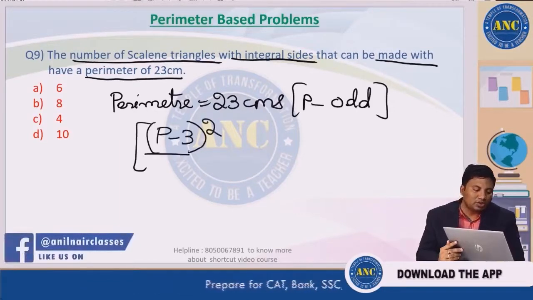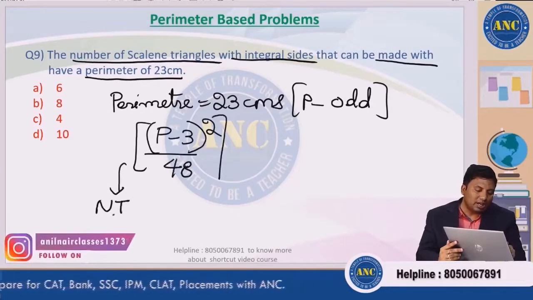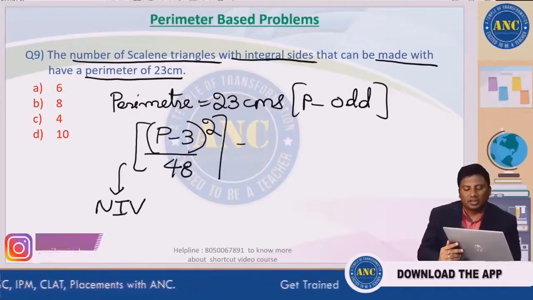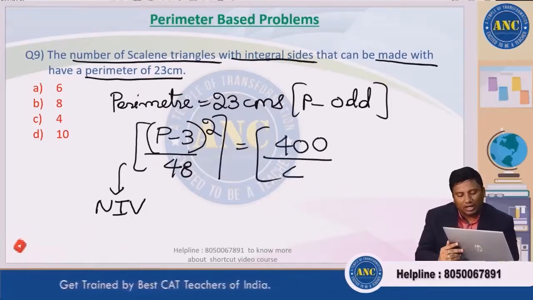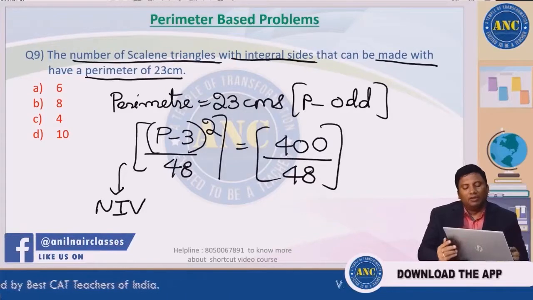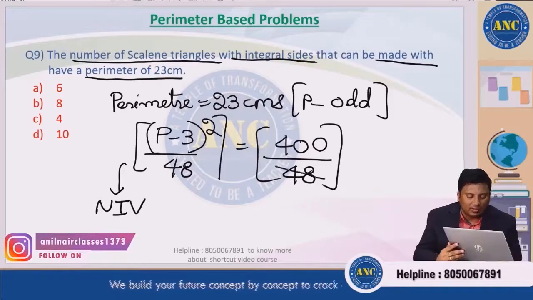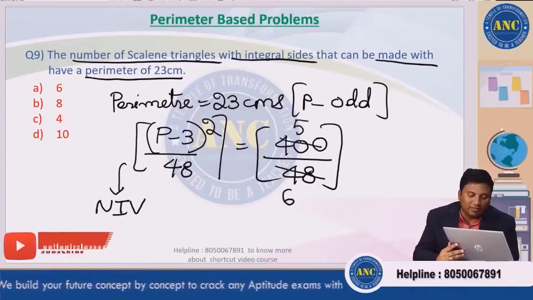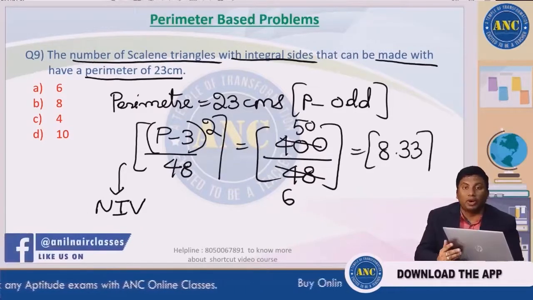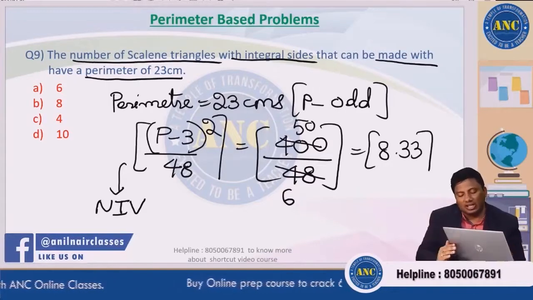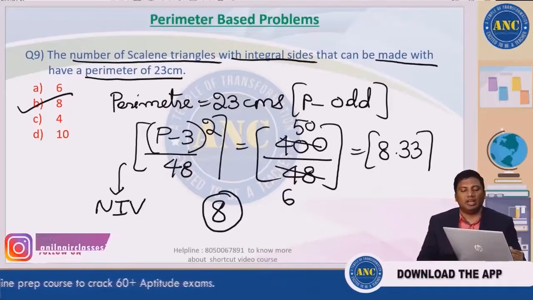(P minus 3) whole square divided by 48. This value is nothing but the nearest integer function. 23 minus 3 is 20. 20 square is 400, and 400 divided by 48 is 8.33. Anything less than or equal to 0.5 after the integer, I should take the integer just less than that value. So the answer for this question is 8.